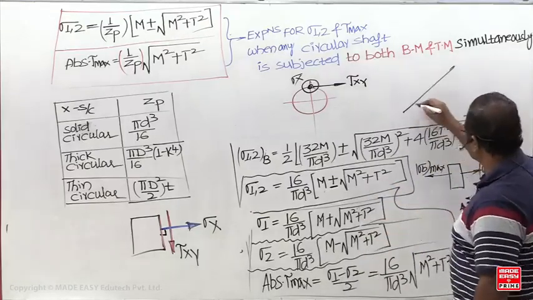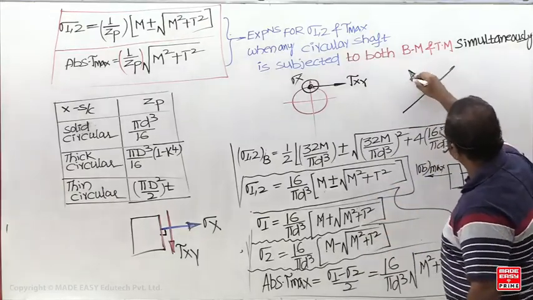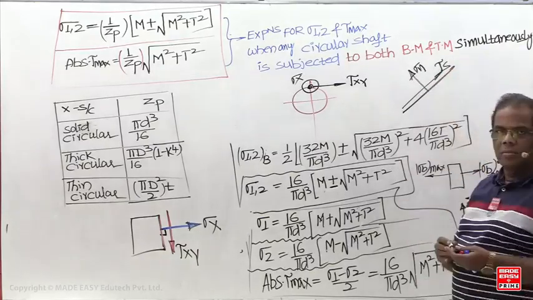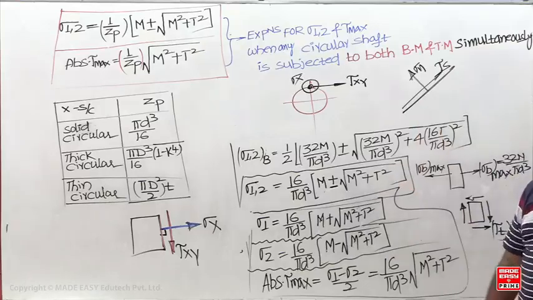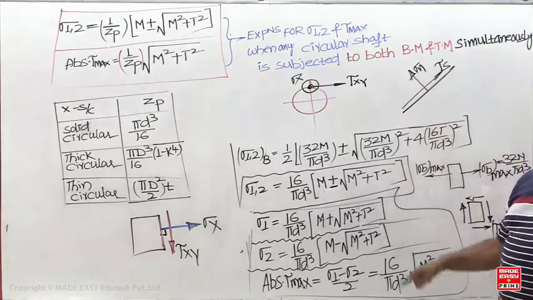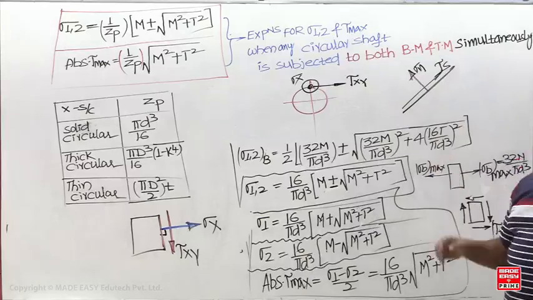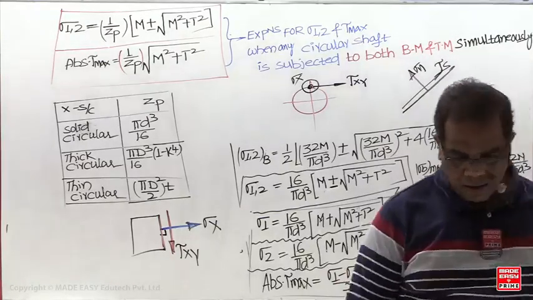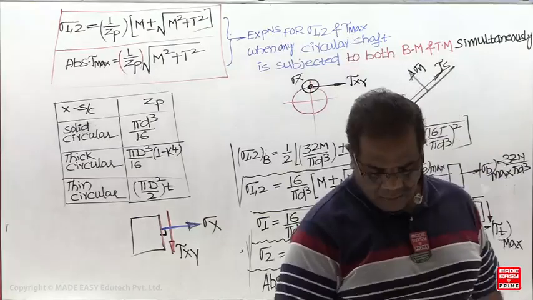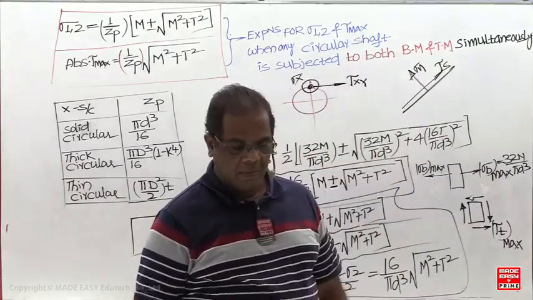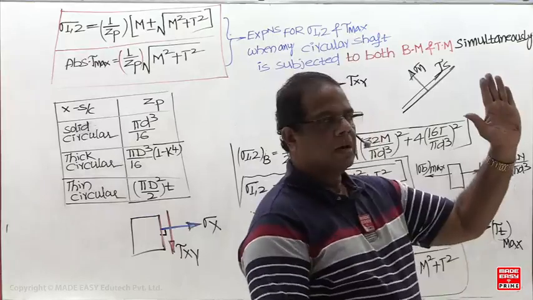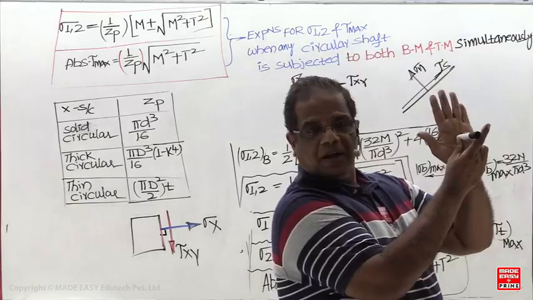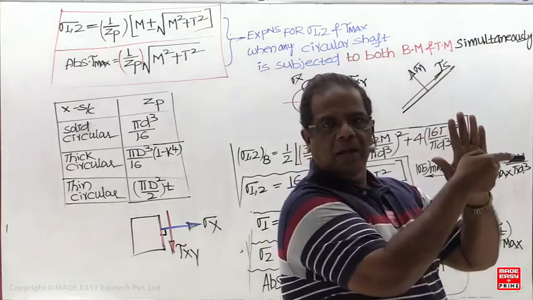Oblique plane concept, what you have studied now. This is a plane. This is a normal stress. They are on the same plane only. They are not in two perpendicular planes. This is perpendicular to this plane, this is parallel to the plane. After studying all this, what are you asking now? This is a plane. This is a normal stress, this is parallel to the plane.